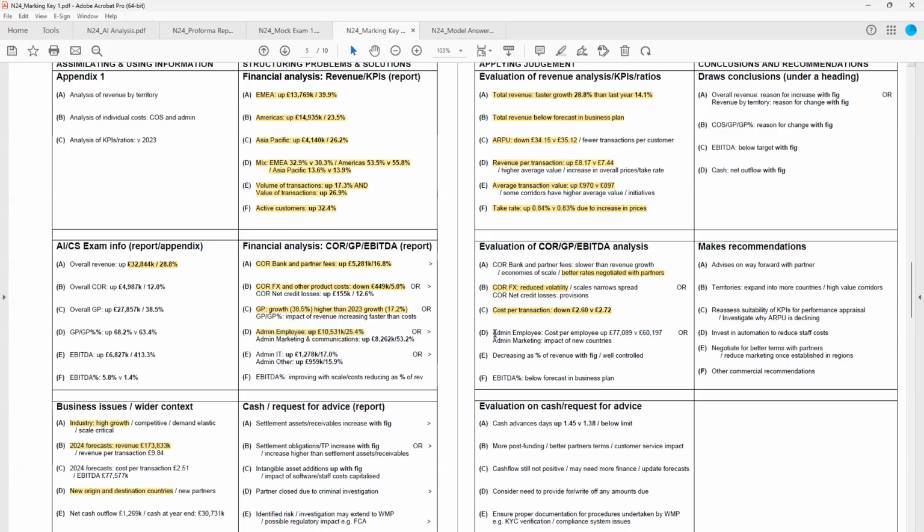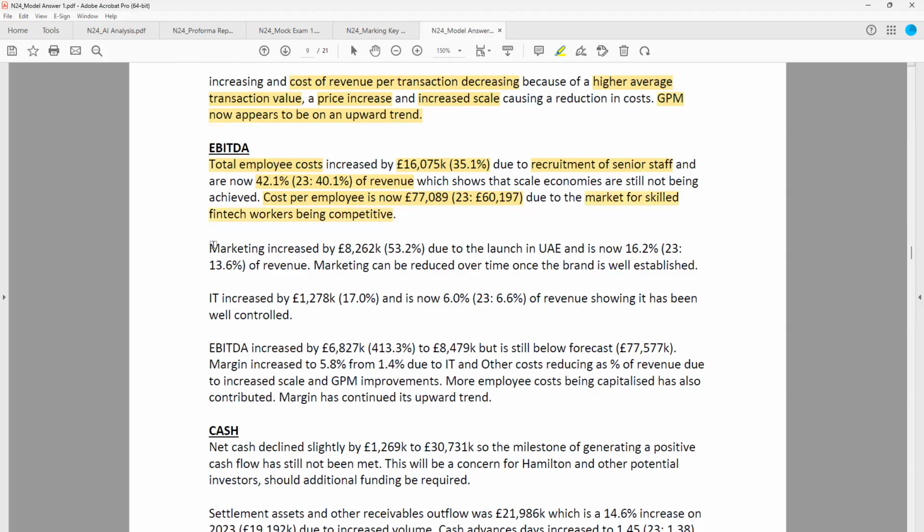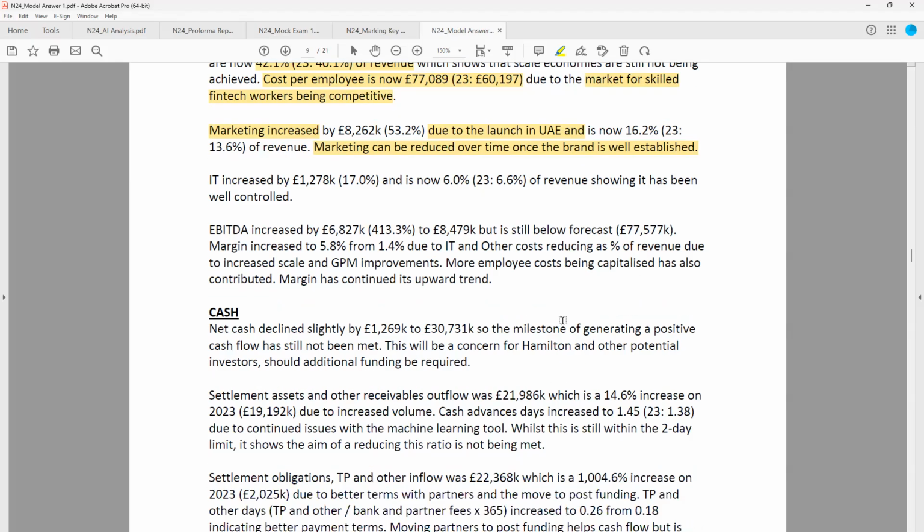So we've got employee costs, cost per employee, and there we've got that bit there, and you can see the other costs all there in exactly the same way. So again, marketing up, reason, further analysis, and like a context point, it can be reduced once the brand is established. So it's higher now, but hopefully that will reduce once they are established in UAE. And then with IT, it wasn't really a specific reason in the exam paper. Like I said, you could have mentioned the work on the algorithm and the compliance, but it's decreasing as a percentage of revenue, which shows that it's been well controlled.